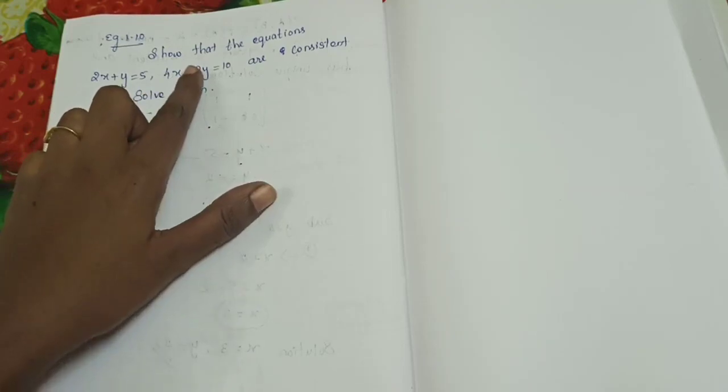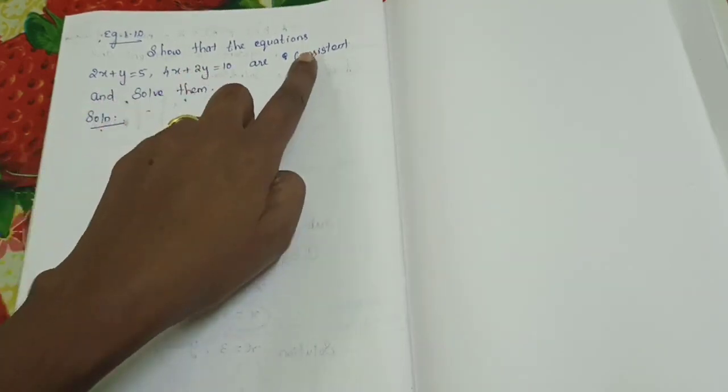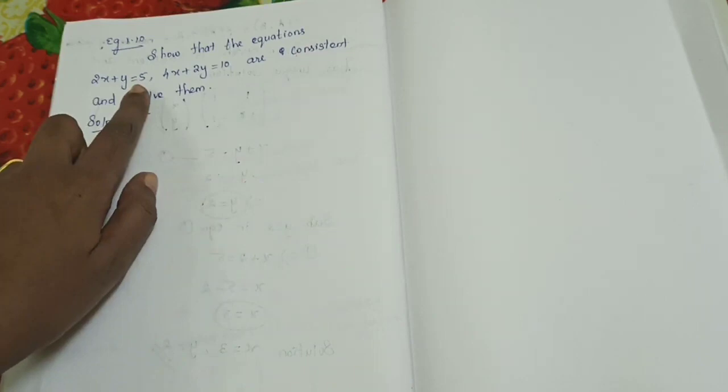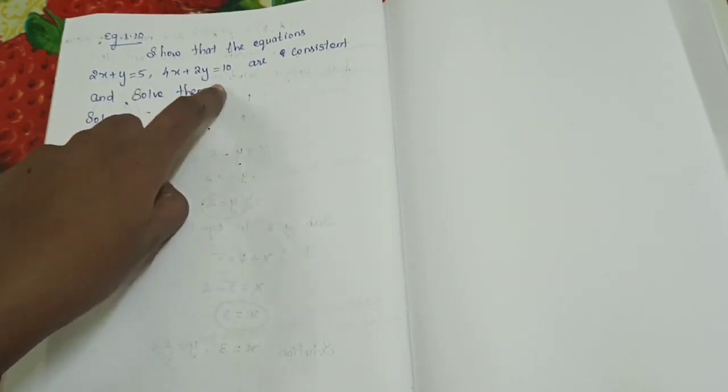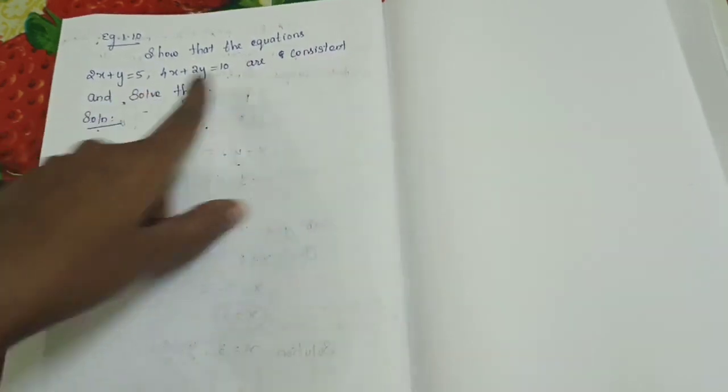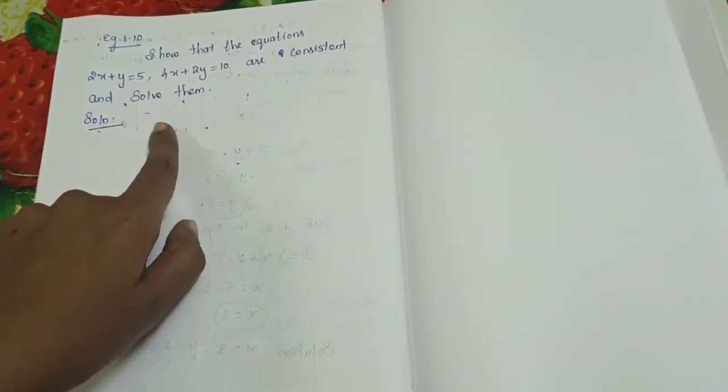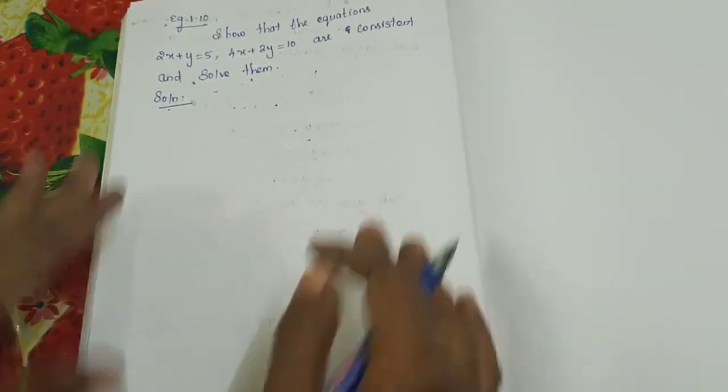I am reading the question. Example 1.10. Show that the equations 2x plus y is equal to 5, 4x plus 2y equal to 10 are consistent and solve them. Both equations are consistent. Okay, we need to prove both the equations are consistent. Same as the last question. Understand?